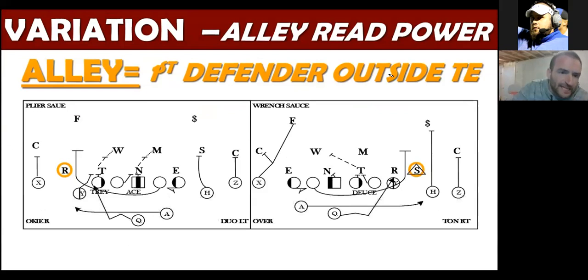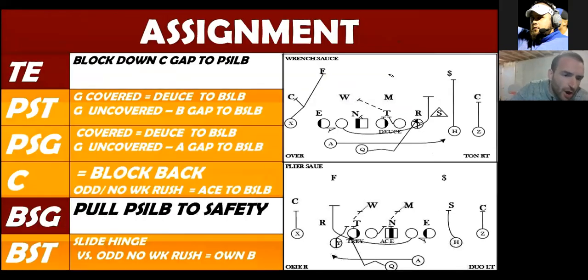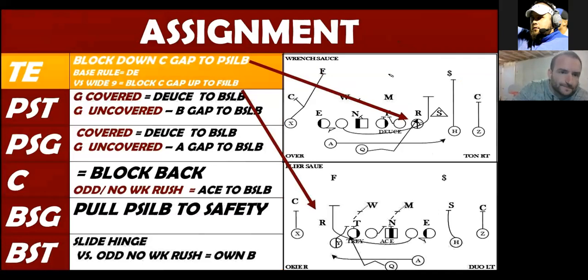From an assignment standpoint, the play side tackle, guard, center, and backside tackle will all have the exact same responsibilities that they have on traditional power. The changes will occur with the tight end and the backside backer. The tight end, instead of owning the DN like he does on traditional power, will now block down anything from head up on him, the C gap, to inside.